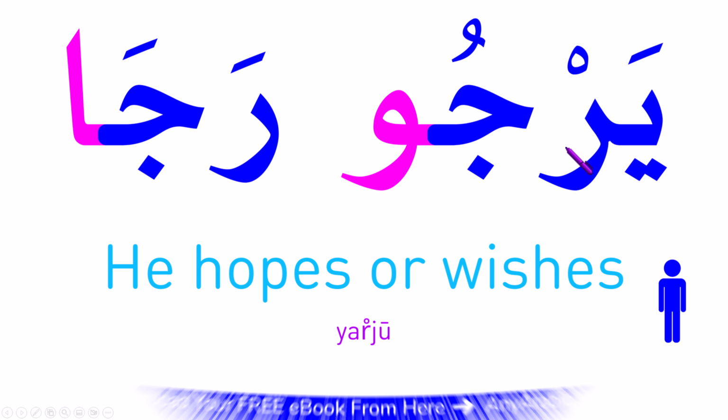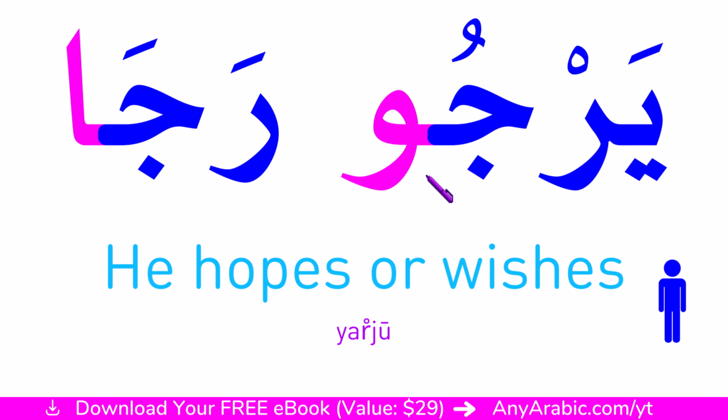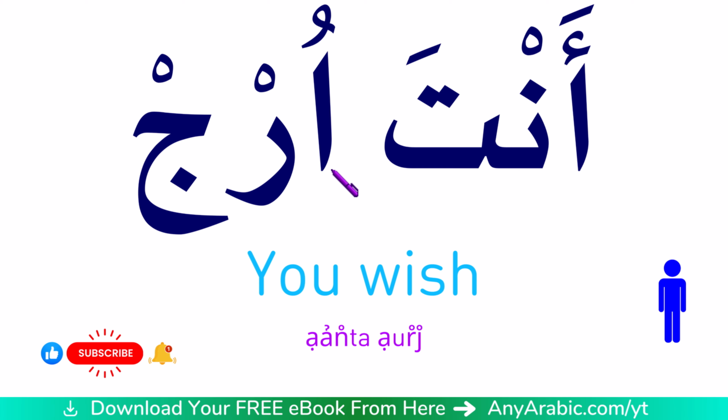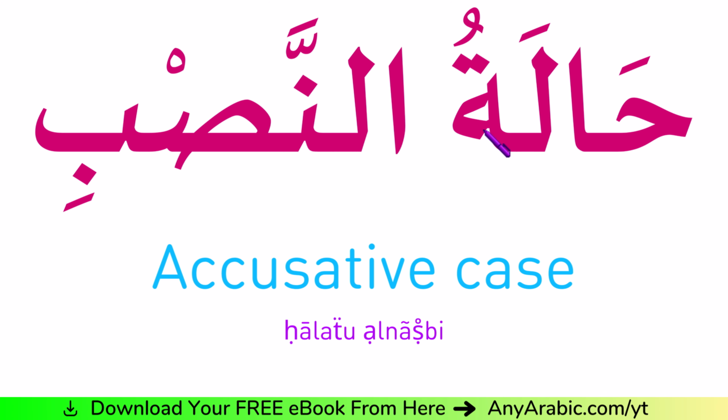يرجو, he hopes or he wishes, comes from the verb رجا in the past tense. So يرجو is in the present tense, رجا is in the past tense. أنت أرج, you wish, for singular male. حالة النصب, accusative case.